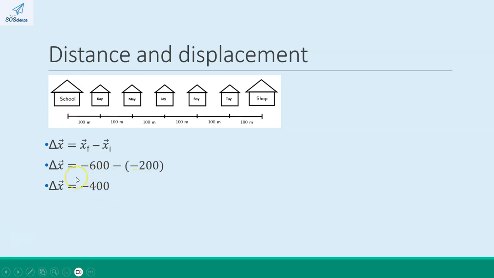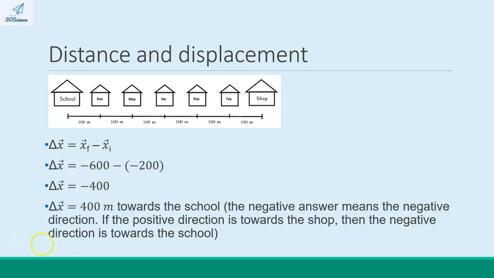which is minus 400. Now we can't leave an answer as negative. A negative answer provides us with a direction. So that means that our delta x, meaning our change in displacement, is 400 meters. The fact that we got a negative answer means that it is towards the school, because towards the shop is the positive direction. So the opposite direction, which is towards the school, is the negative direction.